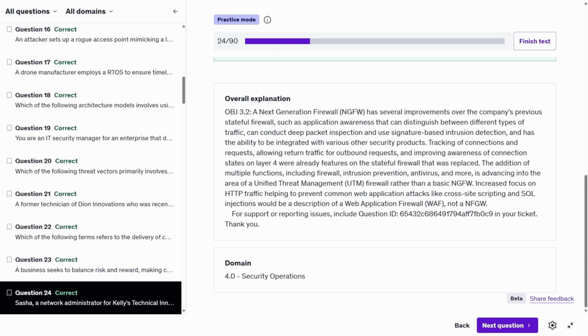Increased focus on HTTP traffic helping to prevent common web application attacks, like cross-site scripting and SQL injections, would be a description of a web application firewall, WAF, not an NGFW.